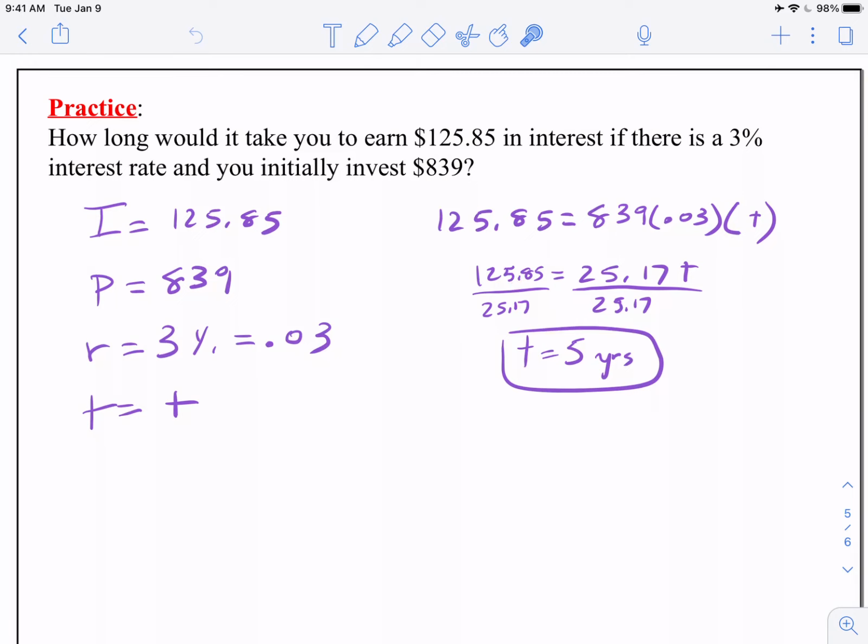Okay? So as you see, these problems are pretty similar, even though different variables can be missing. We identify what all four variables are. Even if one of them is missing, label it as the variable, plug into your formula, and then solve. Make sure that you clearly identify what the unit is. In this case, it was 5 years. Especially if it's a rate, you want to make sure that you make it back into a percent by moving it 2 times to the right.